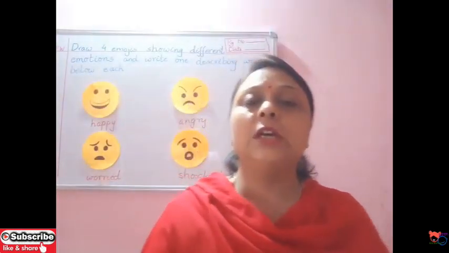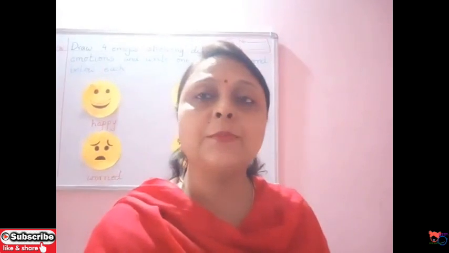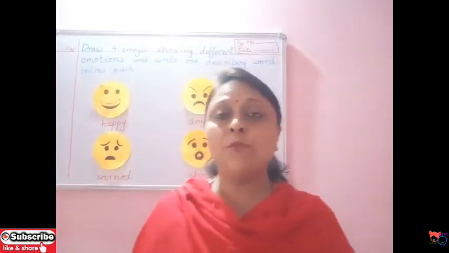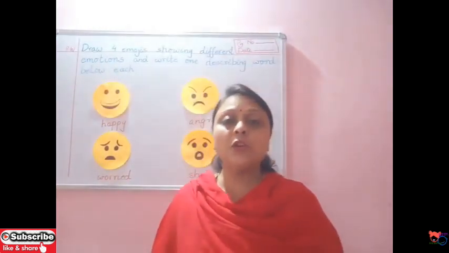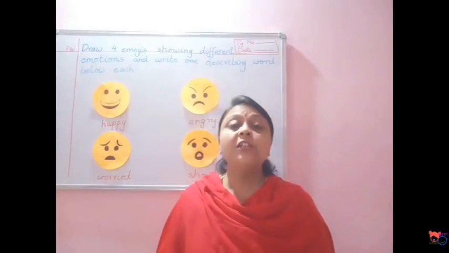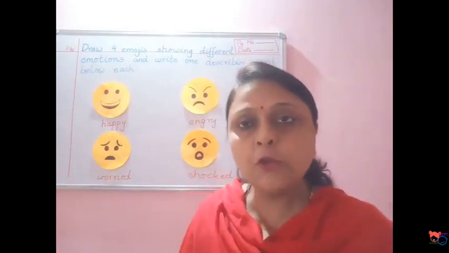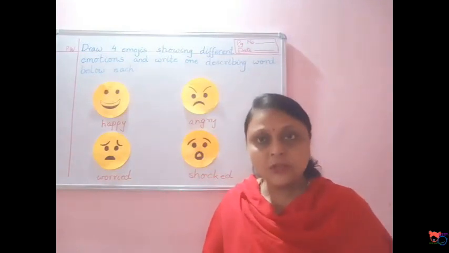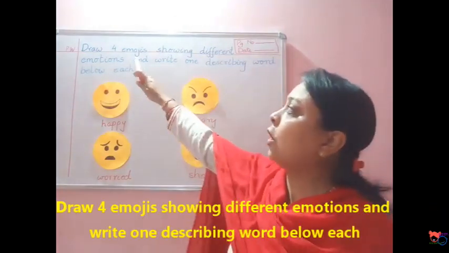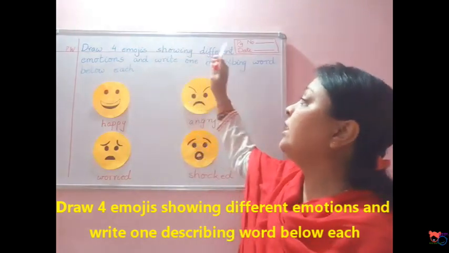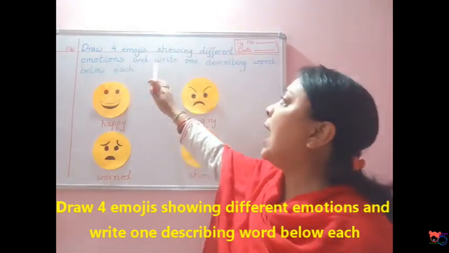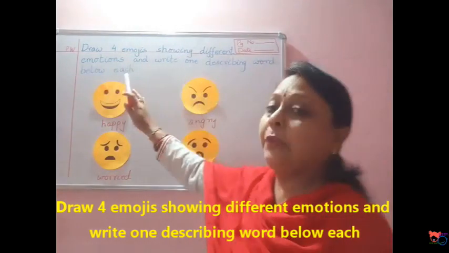Now students, we have discussed what describing words are, what emojis are, and how emojis show different expressions, different emotions. So there is a task for you which you will do in your English copies. That is, draw 4 emojis showing different emotions and write one describing word below each.